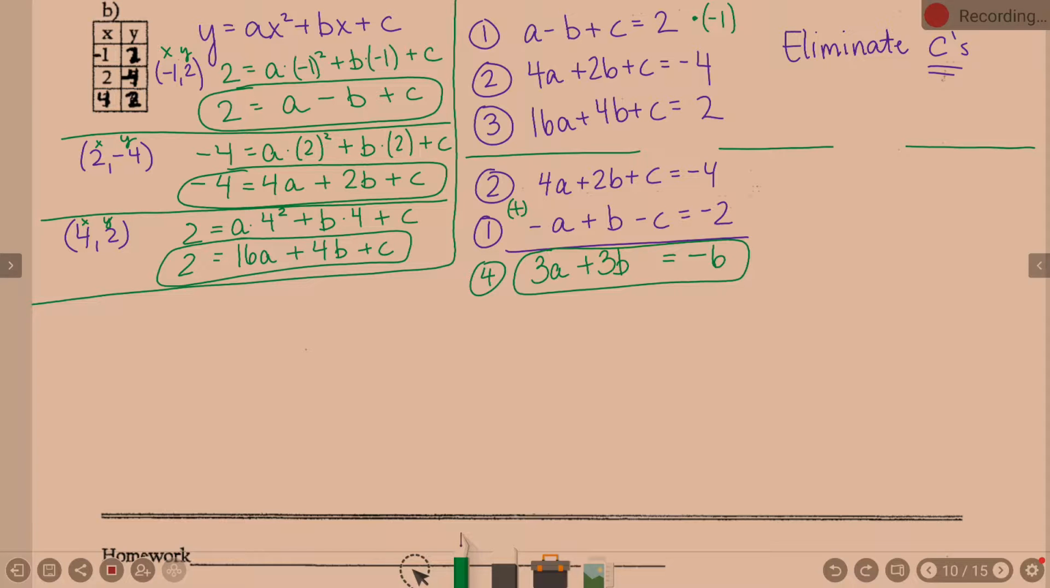How do we get equation 5? You pick two different equations, right? And so since we multiplied 1 by negative 1, that's why I'm going to use that one again, this time with 3. So 3, if you will, is 16a plus 4b plus c equals 2. Equation 1, but I want the version that was multiplied by negative 1, which is negative a plus b minus c equals negative 2.